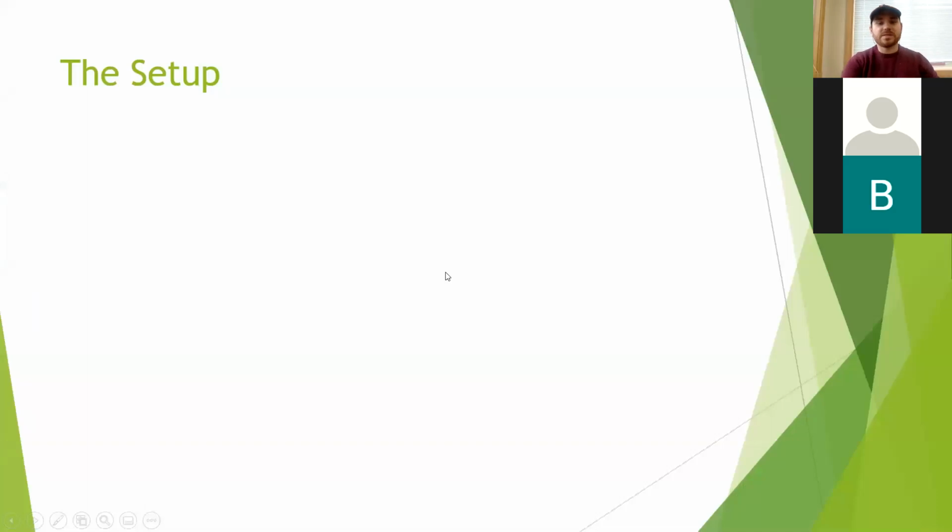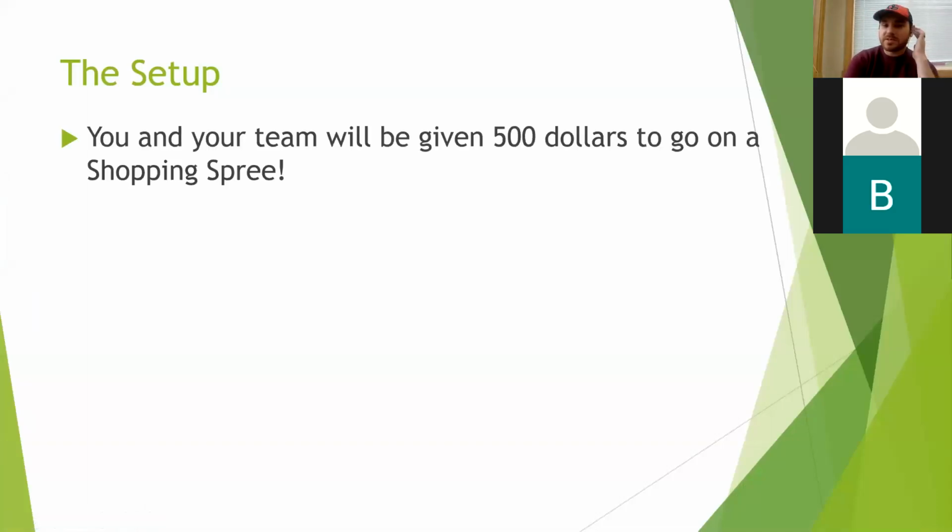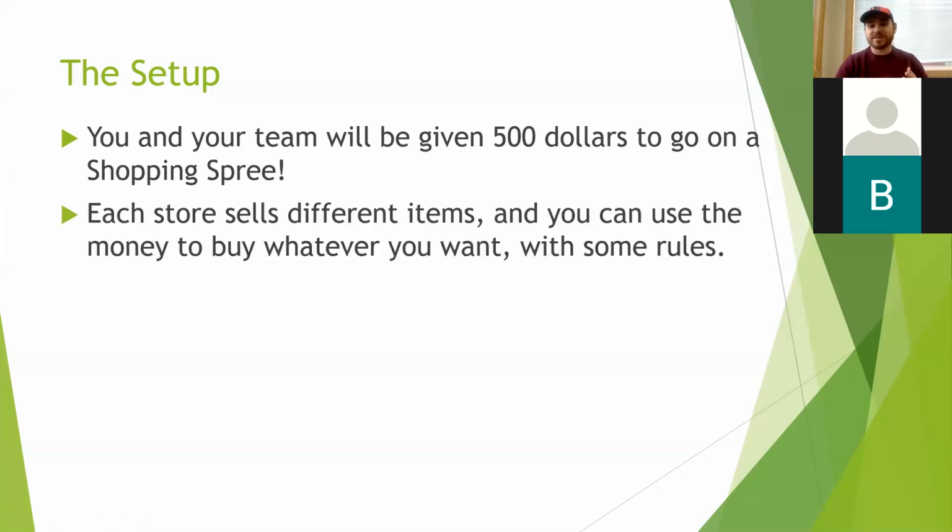So the way this is going to work, the setup, you and your team will be given $500 to go on a shopping spree. It is not real dollars. I can't afford that. Each store sells different items, and you can use the money to buy whatever you want, but there are some rules.